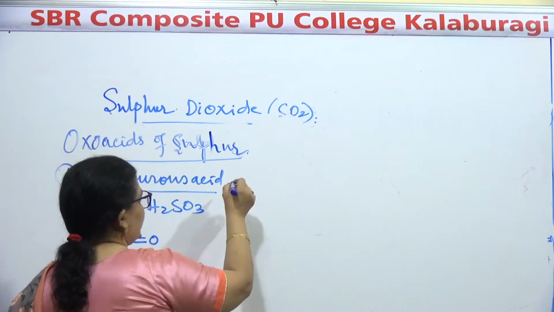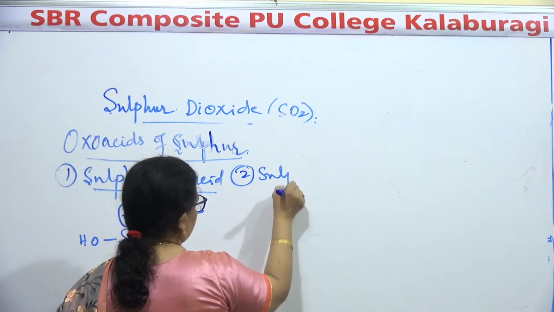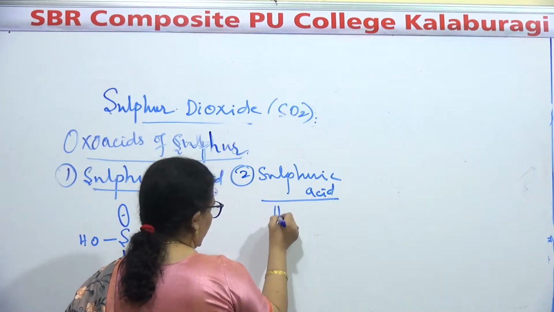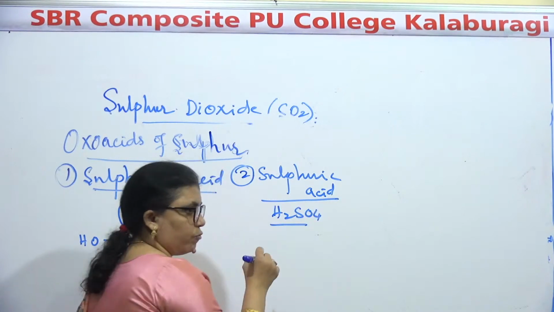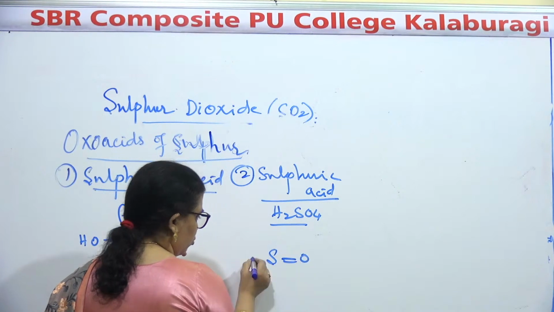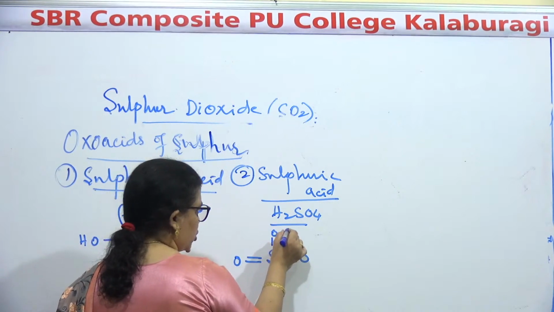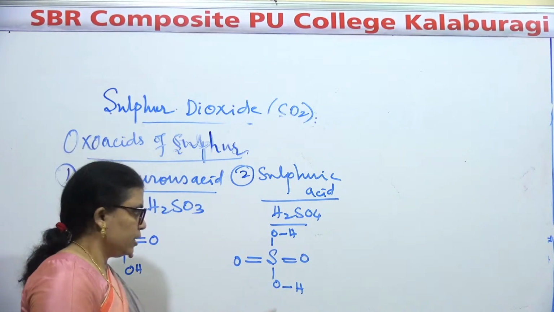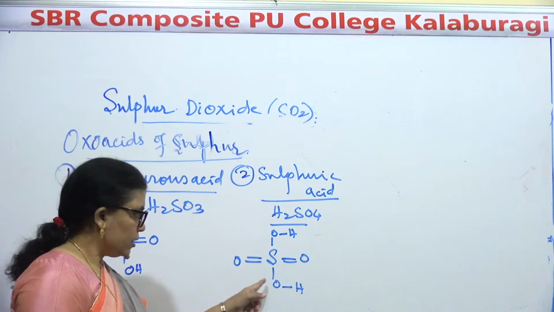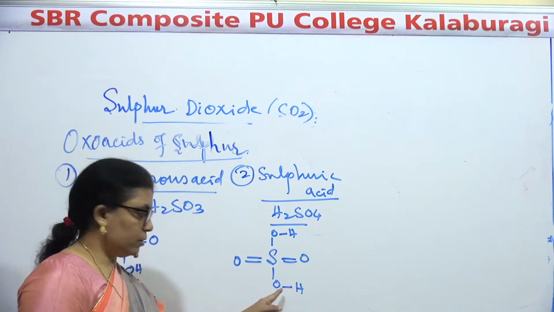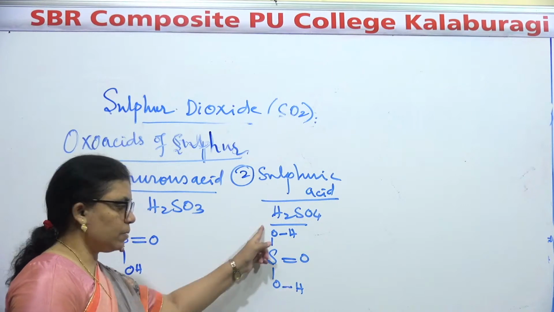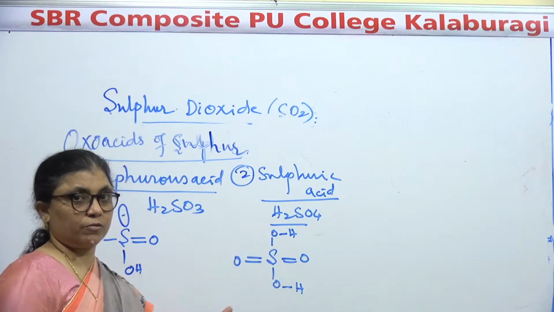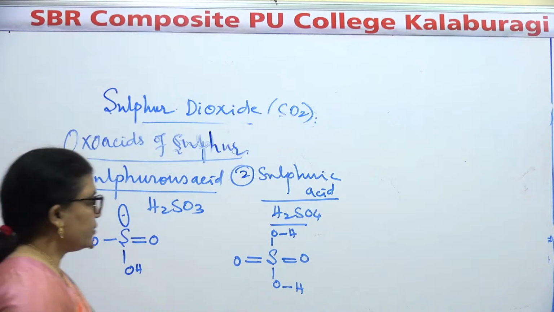Same way, sulfuric acid, H2SO4. S double bond O, OH and OH. If we calculate the sulfur oxidation state, this will be -2, this will be -2 plus 1, which becomes -1. So the total will be -6 in the same way. Then the sulfur oxidation state will be +6. We have written this in first year. Okay. Next is oleum.